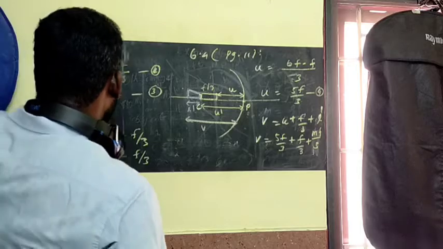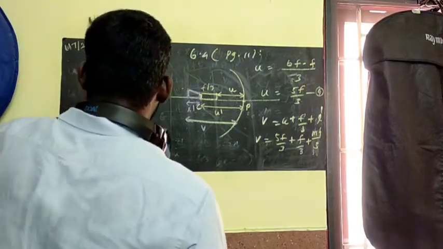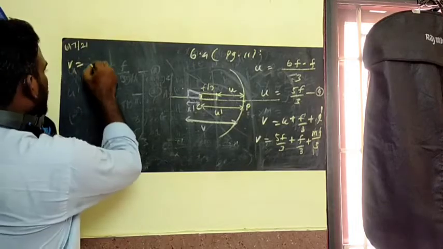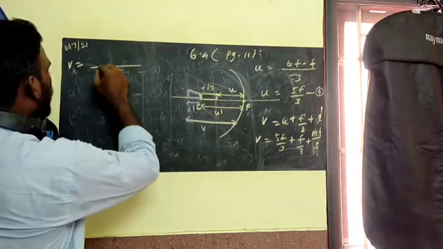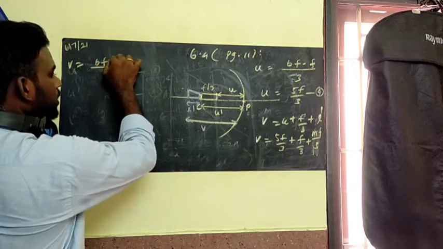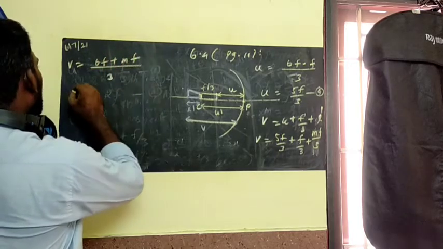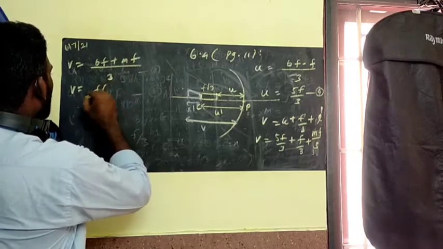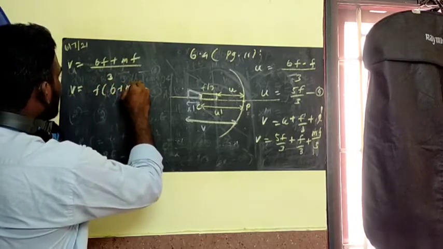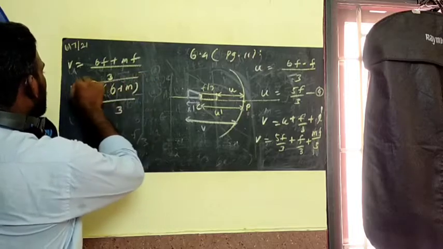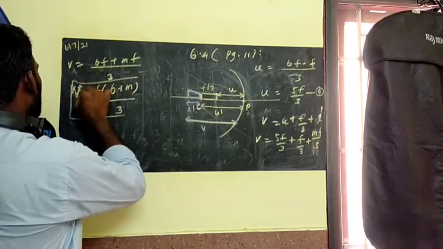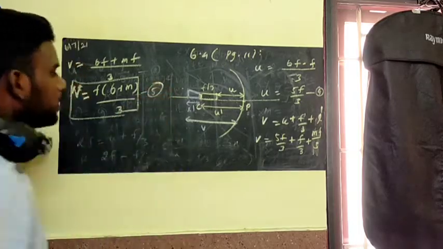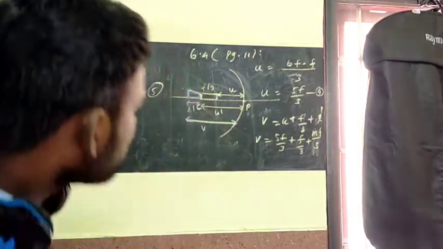So now taking LCM, 3 is the LCM in all the cases. From this v equals 1 by 3, and here we have 6f plus mf. Taking f outside, v is equal to f times (6 plus m) divided by 3, and this is the value of v. I can take this as equation number 5.